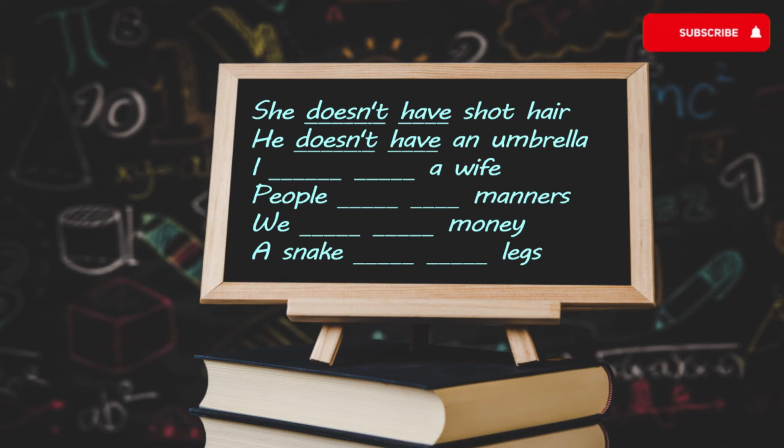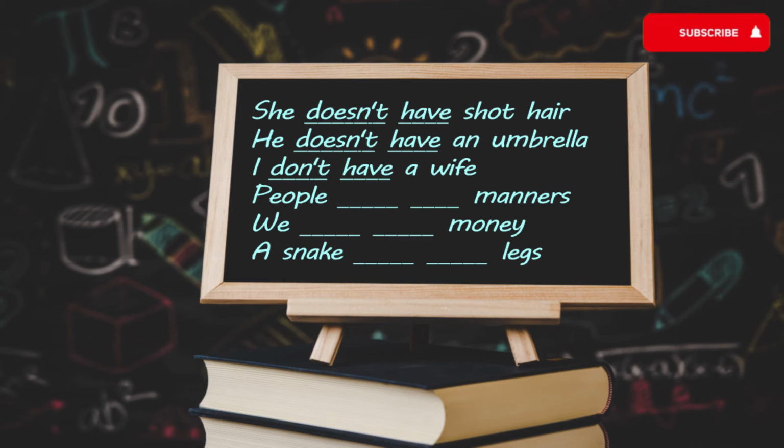Okay, how about for I? I doesn't have or I don't have? The correct answer is don't. I don't have a wife.